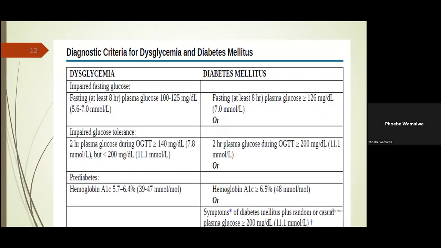So this slide basically gives us a summary of what we are seeing. When you're talking about a patient who has impaired fasting glucose, it means that the fasting plasma glucose is between 5.6 and 7 millimoles per liter. A patient who has impaired glucose tolerance has glucose levels of between 7.8 and 11.1 millimoles per liter after the glucose load. And HbA1c of between 5.7 and 6.4% is referred to as prediabetes. On the other hand, as we had mentioned already, you make a diagnosis of diabetes if the fasting blood sugar is more than 7, or the 2-hour plasma glucose during your GTT is more than 11.1, or hemoglobin A1c is more than 6.5%, or the patient has classic symptoms of diabetes and a random blood sugar of more than 11.1 millimoles per liter.